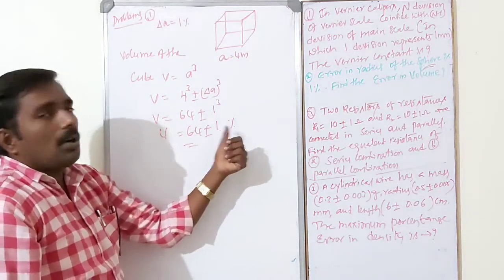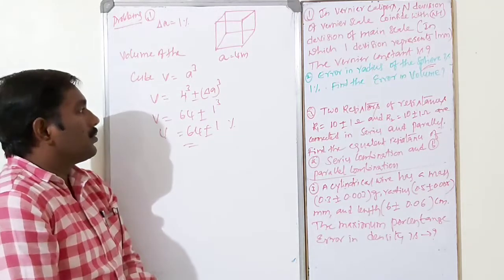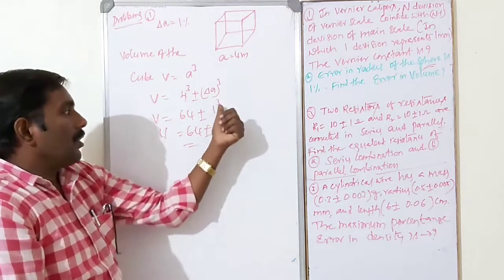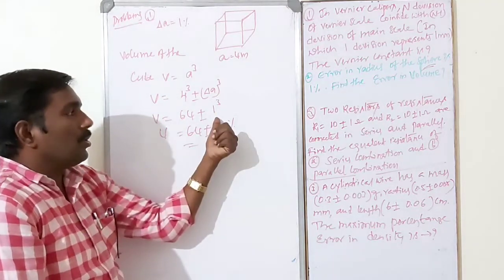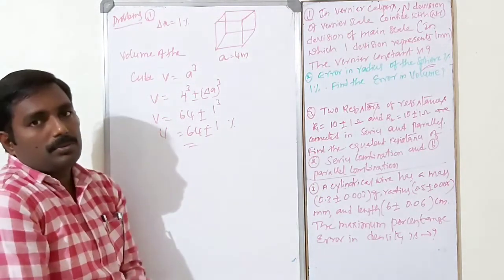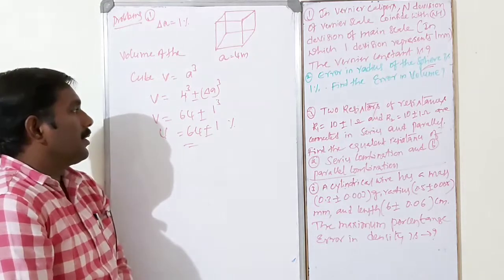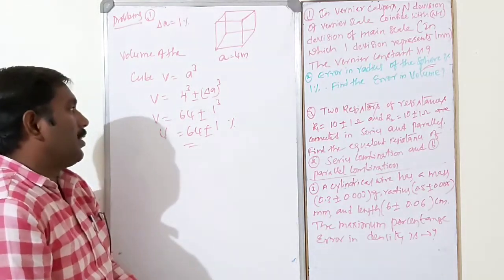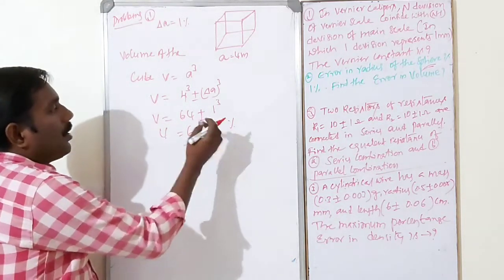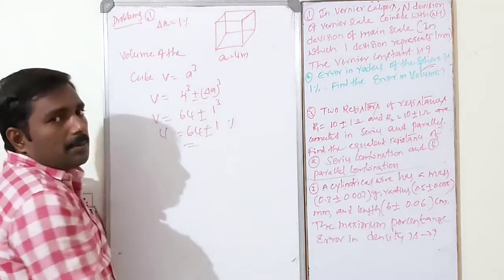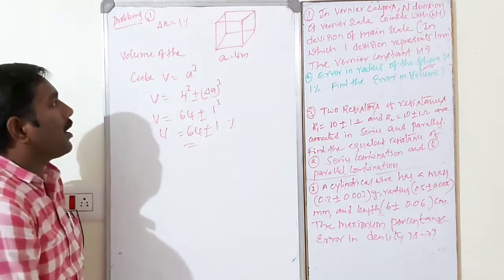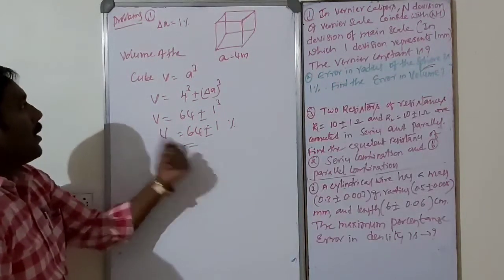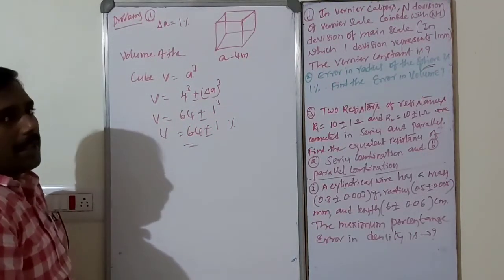So the error is also multiplied by 3. The error is also 3 times, but in this case it is 1. Suppose the error is 2, then 2 into 2 into 2 gives 8%. But in this case only 1 is there. So 1 cubed is nothing but 1. So 64 plus or minus 1. This is the simple formula, a simple method to calculate the error.